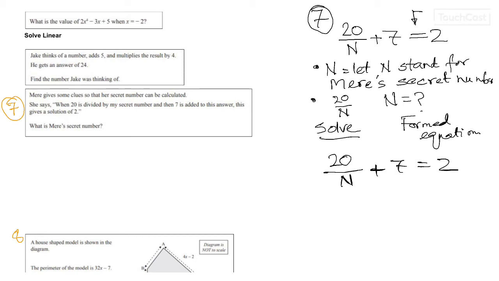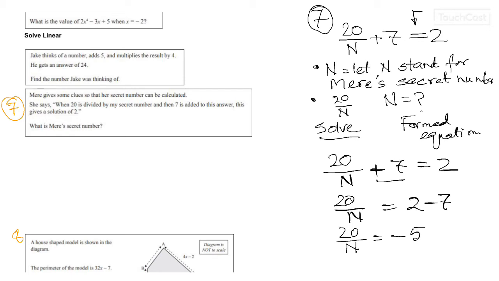Okay, so let's start working on solving the equation. So the first thing, I got to undo positive 7 by subtracting 7 from 2, which will give me 20 over n equals -5. That might be a little bit tricky. -5, not 5.